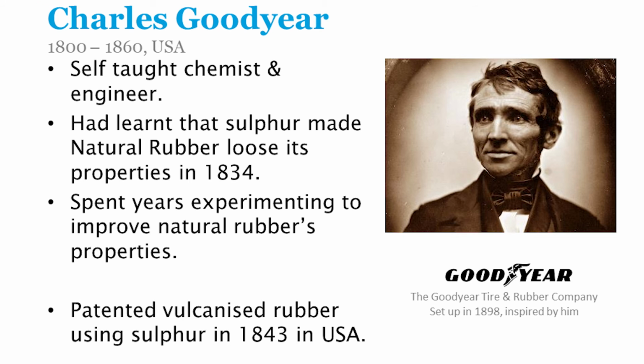He was a self-taught chemist and an engineer. He'd spent a lot of his spare time studying rubber, understood how it worked, and he'd learned that sulfur made natural rubber lose its properties back in 1834. So he spent a good decade working on this problem, trying to experiment to improve the properties, trying to get the solution just right. And in 1843, almost simultaneously to Thomas Hancock, he patented in the United States the process for the vulcanization of rubber using sulfur.